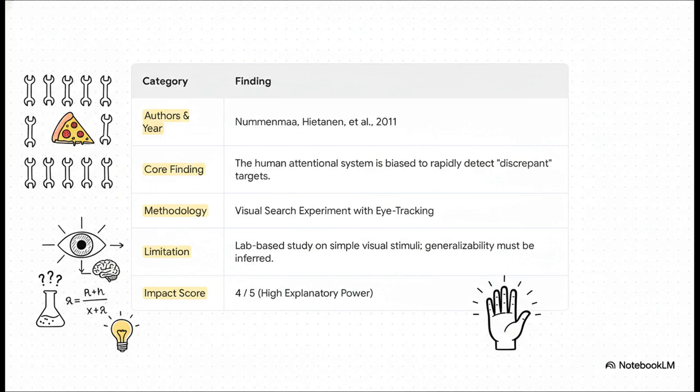Now, here's the limitation, and for us teachers, this is a big one. It was a lab study. They used pictures of food, not complex academic concepts. So making the leap from, hey, there's a donut, to a student understanding a complex idea in chemistry, well, that's an inference we have to make. Still, this study is huge. We're giving it a 4 out of 5 for impact because it gives us a powerful biological why for this whole strategy.